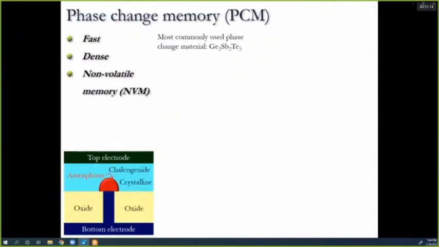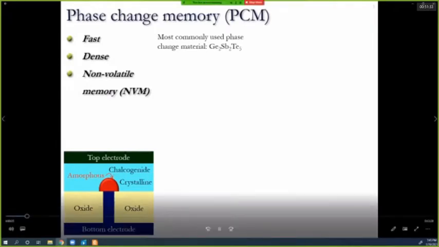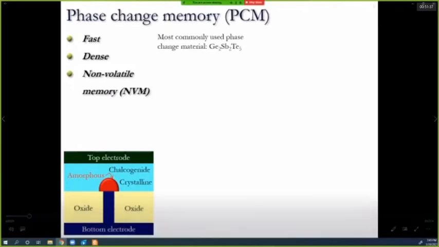We have already learned that PCM is an emerging computer memory technology. PCM is fast, dense, and non-volatile. And we already learned from our previous module that the meaning of non-volatility for the memory is that the information stored in the memory will be retained even when the power is turned off.